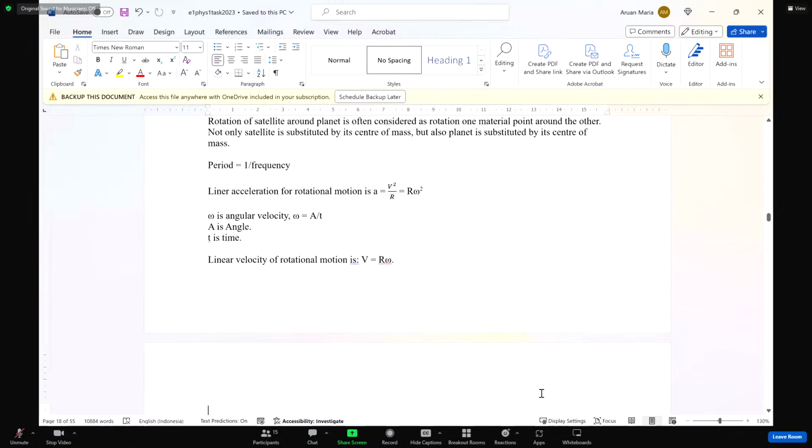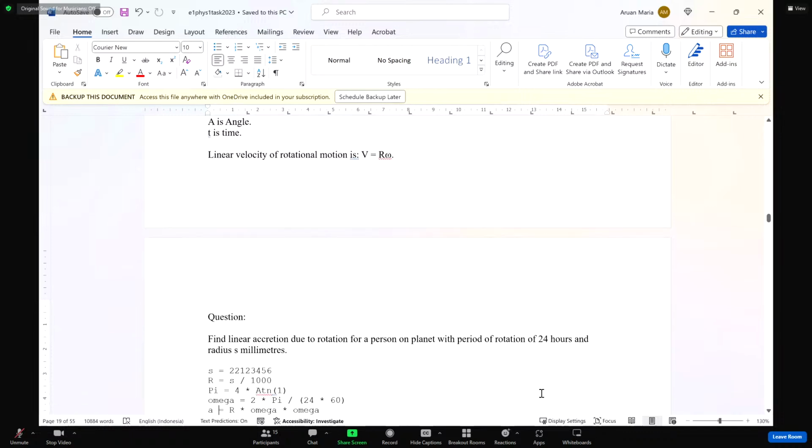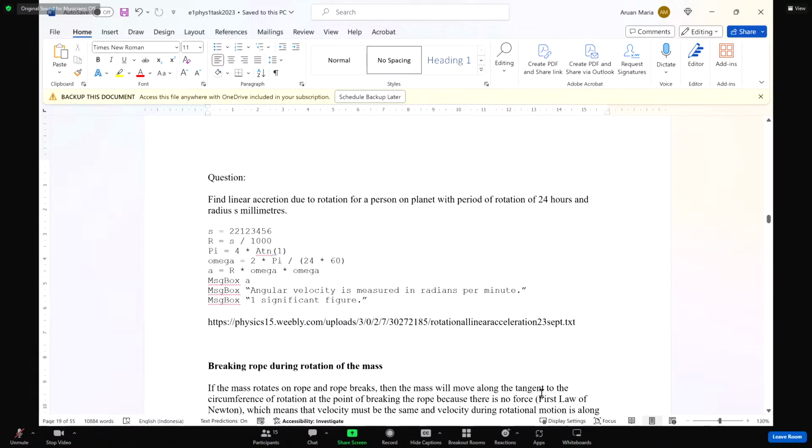Some questions about rotational motion. As you can see, the acceleration for rotation is equal to v squared over r, where v is the linear velocity and r is the radius, or it is also equal to r times omega squared. Here, r is the radius of rotation, and omega is angular velocity. So we deal with rotation quite a lot.